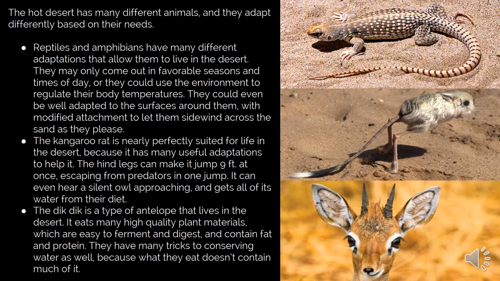The kangaroo rat is nearly perfectly suited for life in the desert because it has many useful adaptations to help. The hind legs make it jump 9 feet at once, escaping from predators in one jump. It can hear a silent owl approaching and gets all of its water from its diet.